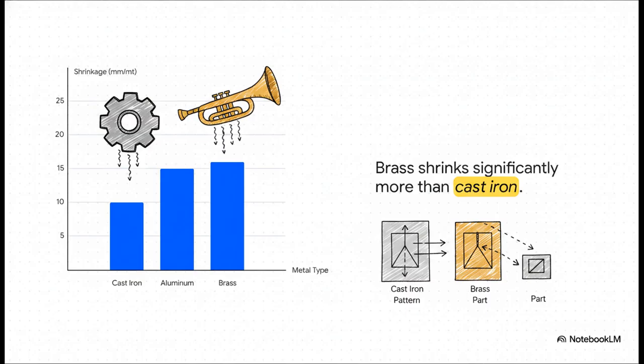Brass shrinks the most out of these three, sitting at 16 millimeters per meter. So what does this all mean? Well, it means you literally cannot use a pattern designed for cast iron to pour a brass part. If you did, your final brass casting would end up significantly undersized.